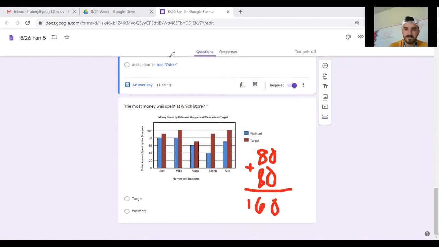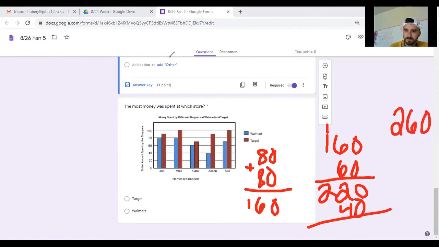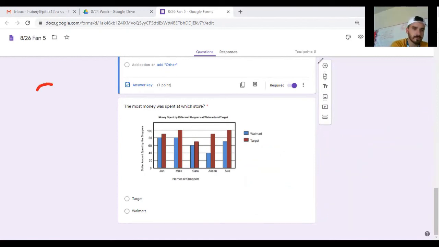All right, Sarah spent $60. So I'll add the 60 to their total. 6 plus 6 is 12. Carry the 1 over. 2. Who was that? Sarah. All right, and then Allison spent $40. That puts them at $260. And Sue spent in between $60 and $80, which is going to put her at $70. So at Walmart, you spent a total of $330.